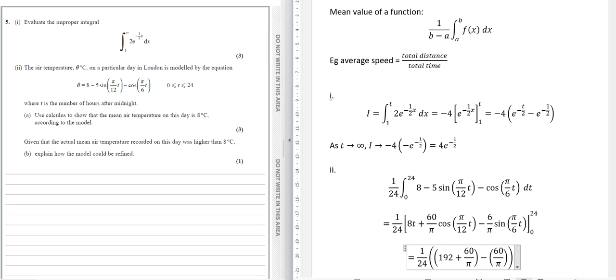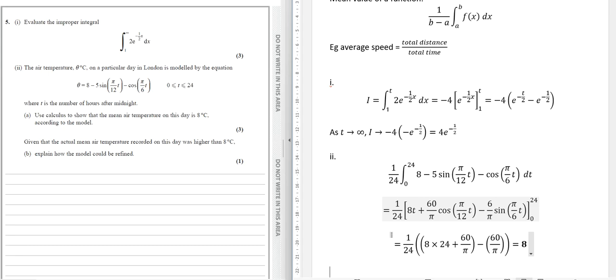And reassuringly, anything messy involving pi sorts itself out. In fact, it's worth noticing that the 192 that I got by doing 8 times 24, if I'd been a little lazier, it would have sorted itself out, because 8 times 24 divided by 24, I can do in my head. Now the adding of 60 over pi and the taking away of 60 over pi cancel out, so I can be sure that that's the right answer. And that's my proof for that bit.